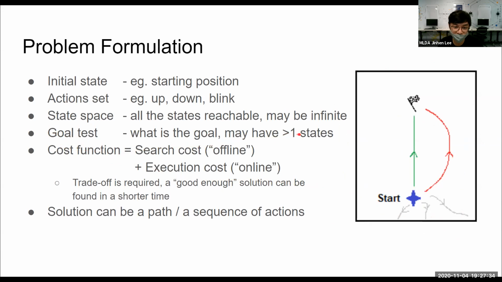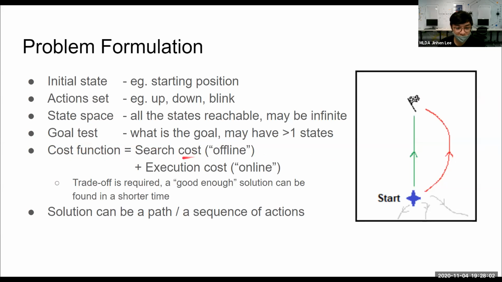And this one may have more than one state. So goal test is basically all the paths. So this green one, this red one, it might be another red one over here. All the paths that lead to the goal. That's called a goal test. And since you have multiple states that will lead to the goal test, we have a cost function to help us determine which is the optimal solution.